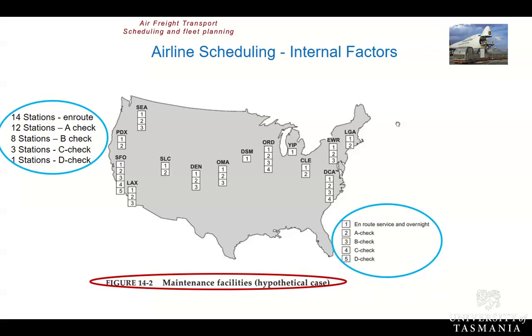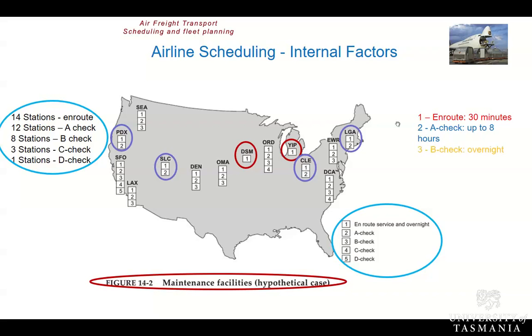So if we have a look at en route, you've got a couple of single airports there. Then you've got the A check, and as you can see, they're strategically placed from a geographic point of view across North America. The B check, similar sort of scenario there. The C check, only a couple of those. And then you've got the D check over there in San Francisco.